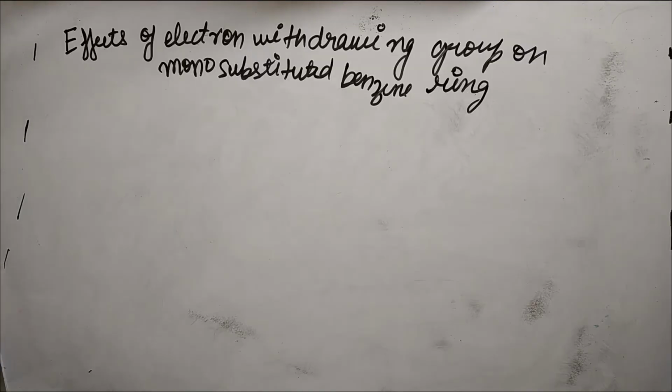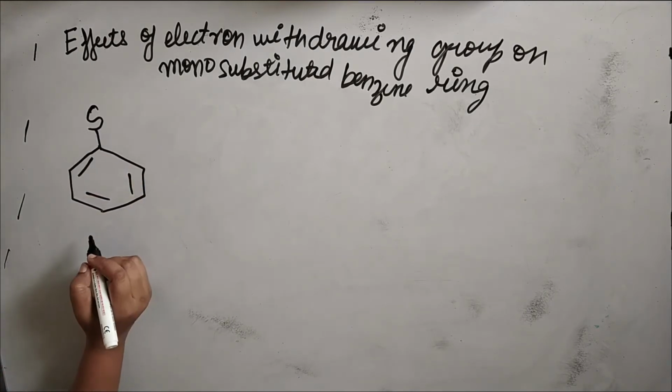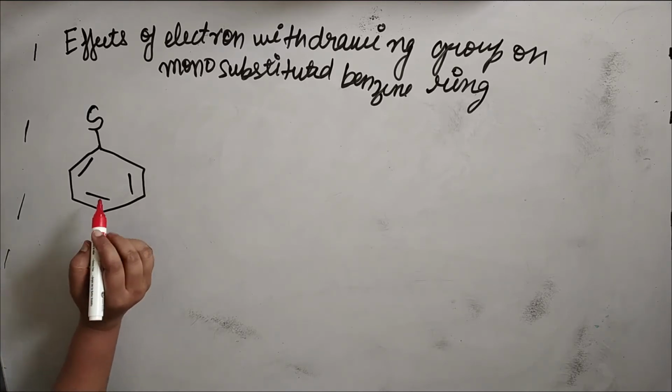Next, we will discuss the effect of an electron withdrawing group on a monosubstituted ring. These electron withdrawing groups are also known as meta-directing groups or deactivating groups. They decrease the reactivity of the monosubstituted benzene ring towards other substituents or other reagents. That is why they are called deactivating groups. Now let's see how they affect the substitution of other functional groups on the benzene ring. Take an example. This is a benzene ring and this S is the electron withdrawing group. Let's see what it will affect.